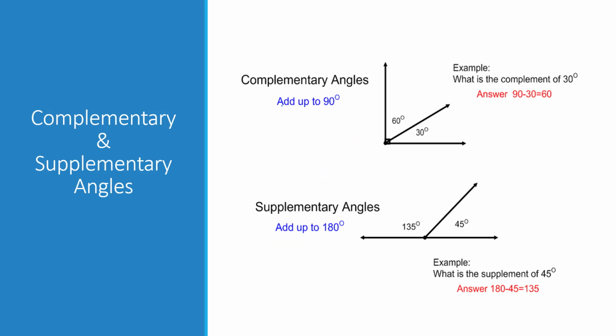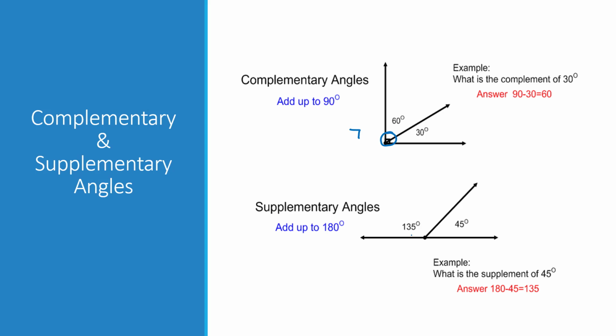Now there's two types of angles that you need to know. Complementary angles add up to 90 degrees. Supplementary angles add up to 180 degrees. Complementary angles, you can usually look for that 90-degree box. So if you see that with two angles inside of that box, those two are complementary angles.